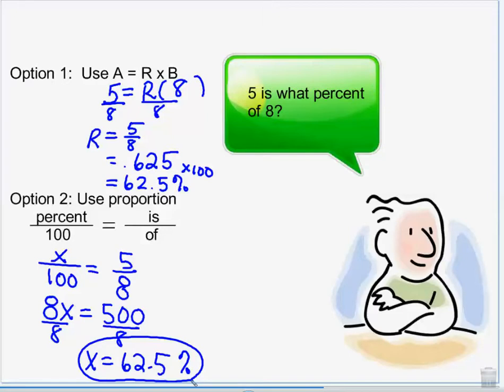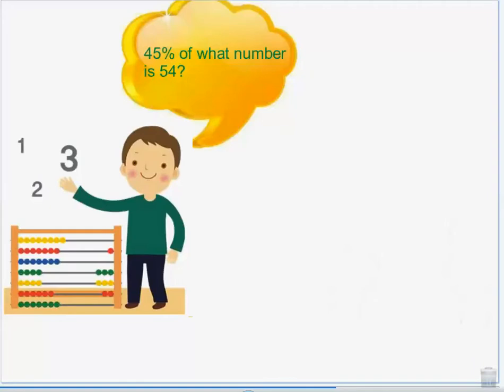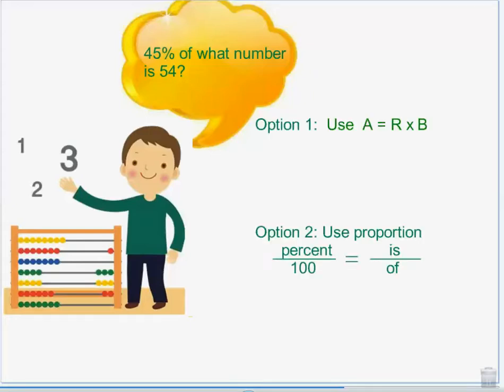Now, another question we might be asked when working with percentages is to determine the part of a number given a percentage value. So let's look at our third type of problem that we can encounter. Let's say you want to find 45% of what number is 54. Again, we'll look at both options and solve the problem out.